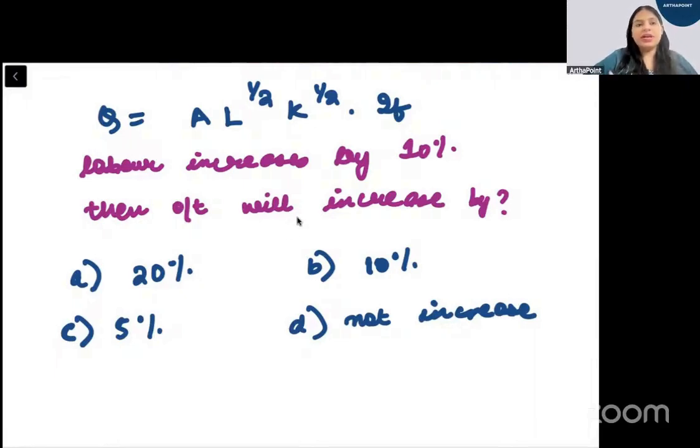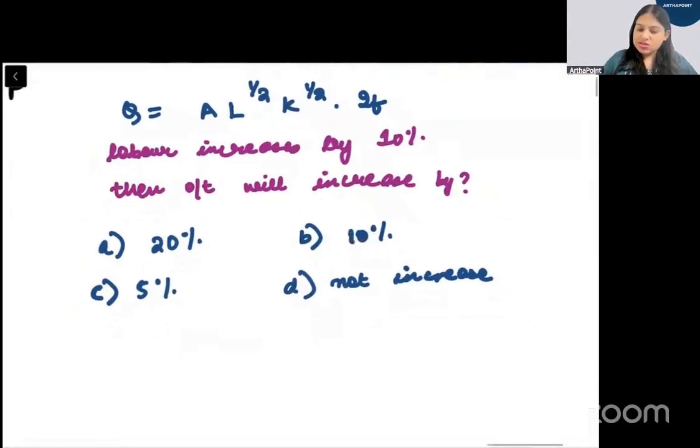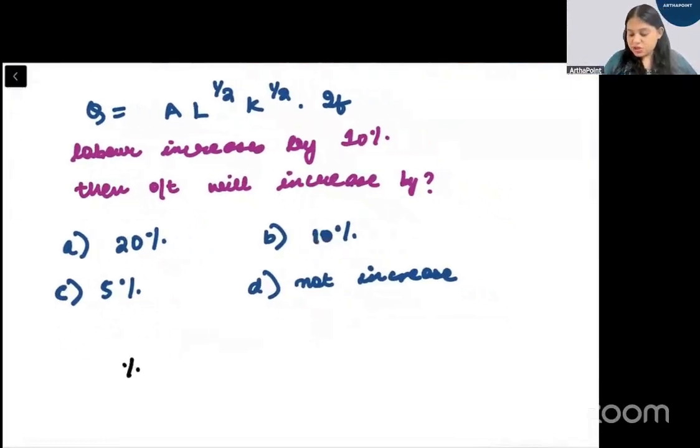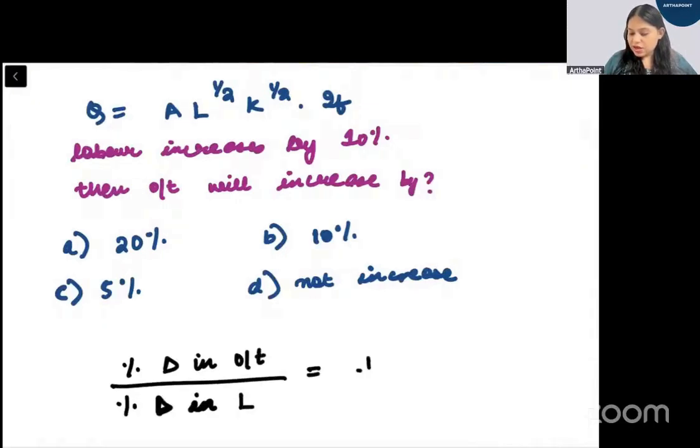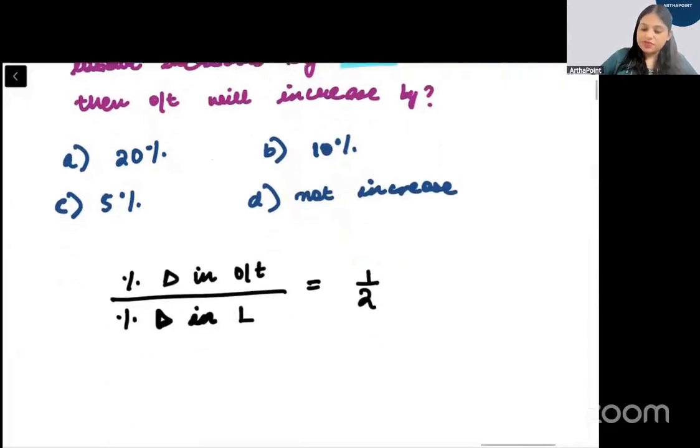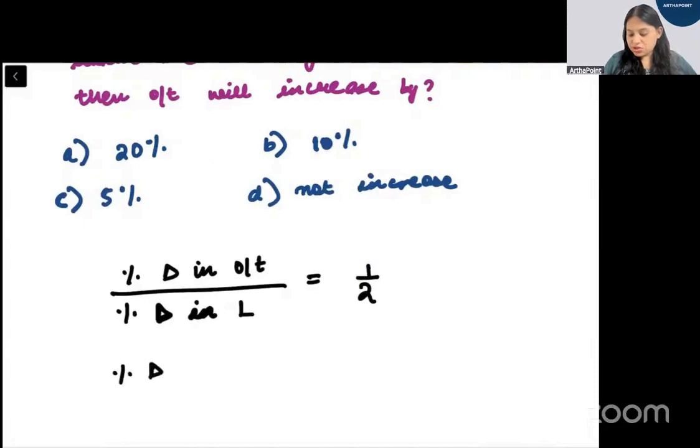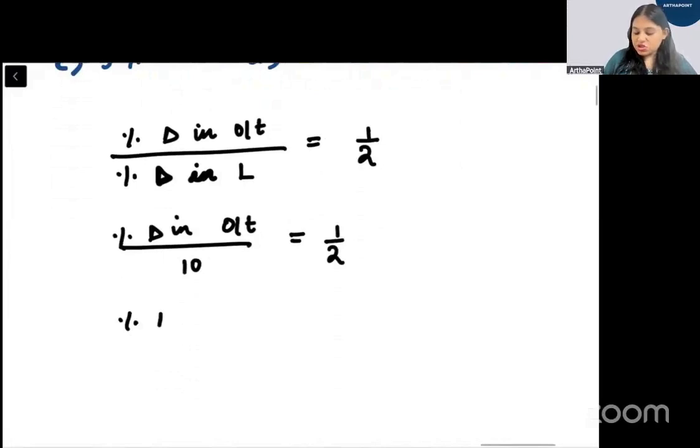Then you can go ahead and use this formula. तो अब हमें formula से क्या पता है? That the percentage change in output due to percentage change in labor is half. ये alpha. And labor is changing by 10%. So we can say percentage change in output by 10 is half. तो माने percentage change in output will be 10 by 2, which will be 5.